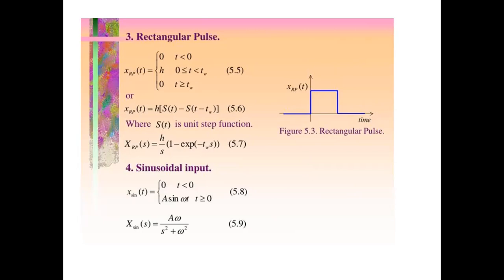The next input is the sinusoidal input. For the sinusoidal input, when t is less than 0, the value will be equal to 0, and when t is greater than or equal to 0, we have the equation A sine omega t.